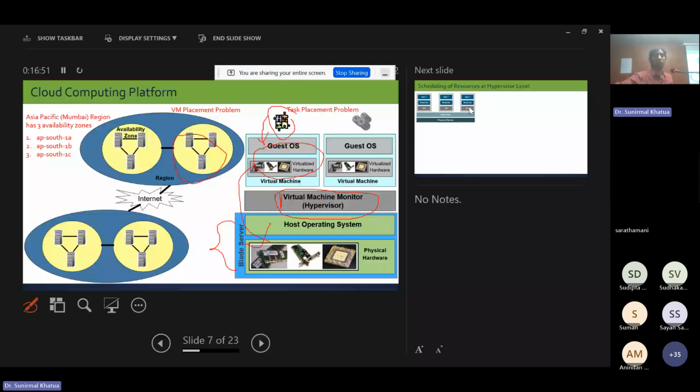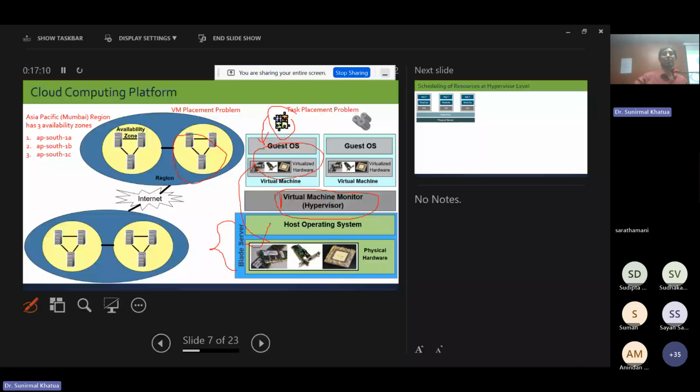Now, the next level: once the set of VMs comes to the hypervisor, it has to schedule them onto the physical resources. Once the request comes to the physical resources, we will use the OS scheduling algorithms. We have lots of process scheduling, IO scheduling, memory scheduling. So this has to be done by the host operating system.